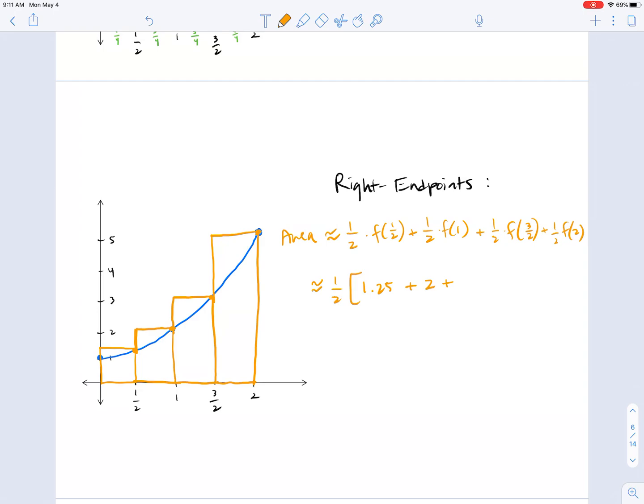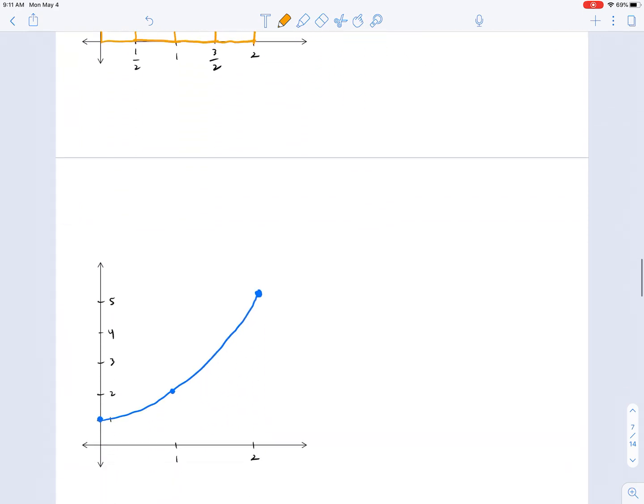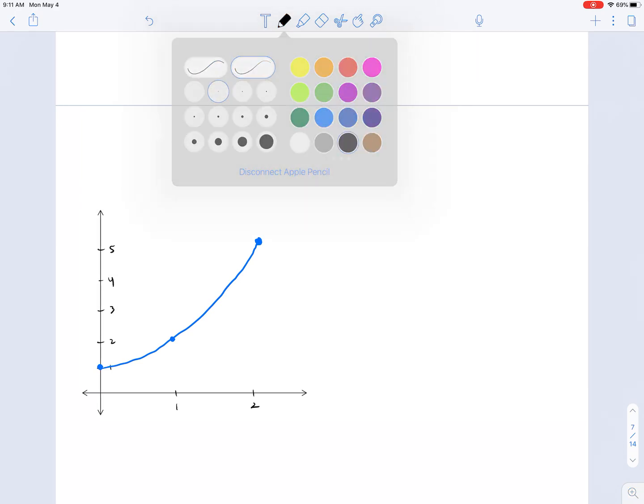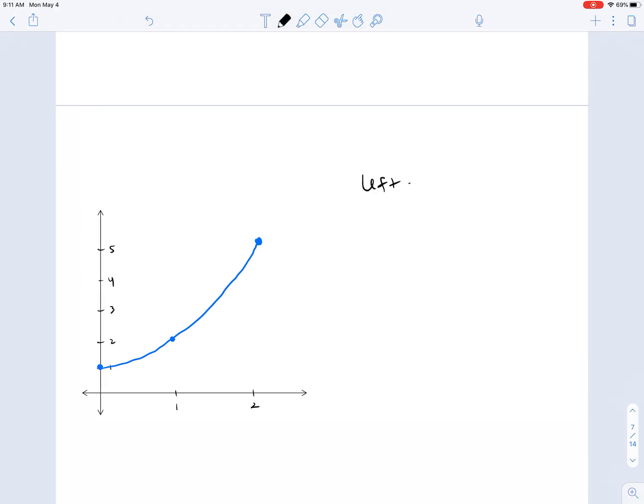f of 1/2 is actually 1.25. f of 1 would be 2. f of 3/2 would be 3.25. And f of 2 is 5. So the area ends up being approximately 5.75 when we use the right endpoints of the subintervals.